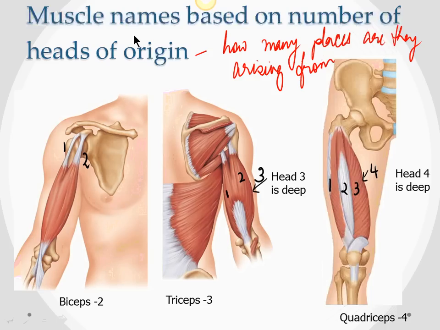So this muscle name, when we use the word biceps, triceps or quadriceps, it is based on how many places it is arising from, and that means how many heads of origin. That's very important. So do not confuse this. Do not answer in your test or quiz how many insertions it has. It has how many heads of origin.